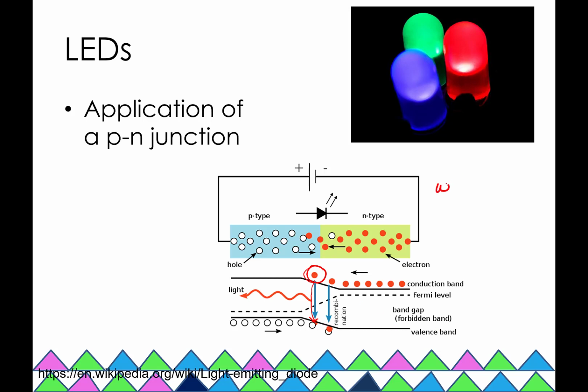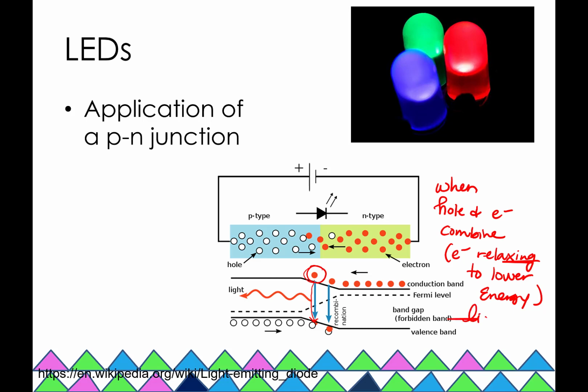So when the hole and electron combine, basically the electron is relaxing to lower energy. Light is released because we have conservation of energy. So light is released and we get an LED light.